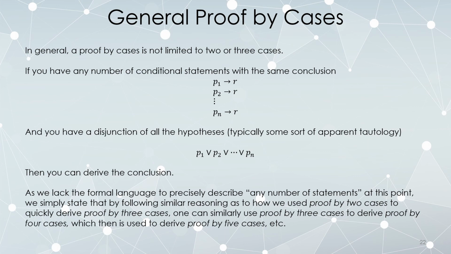Okay, but think back to how we showed that proof by 3 cases was a legitimate rule of inference. We started from proof by 2 cases and did a little associativity trick. You can do the same thing and say, well, now that I know proof by 3 cases works, I can do a little associativity trick and show that proof by 4 cases works. And then you can do it again to get to 5 and so forth. So any number of cases can work, but we're not going to prove that very formally.